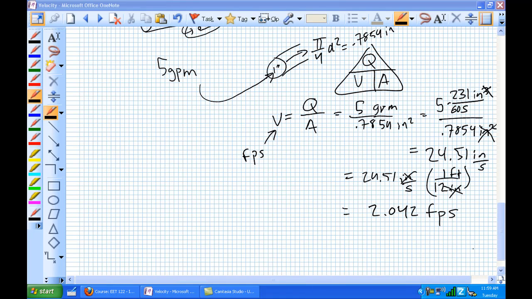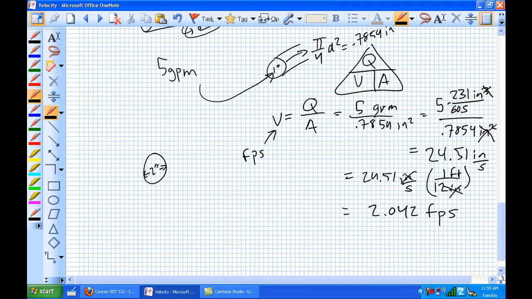Now let's just go ahead and do a simple confirmation of some of the concepts we talked about here. Okay, so that was a flow rate of 5 gallons per minute through a pipe of 1-inch internal diameter. What would happen to the velocity of this same system if it was a 2-inch pipe? So now here's a 2-inch pipe.